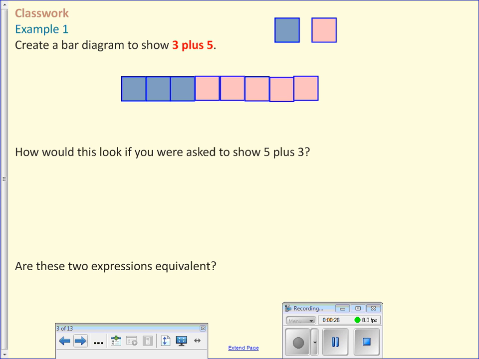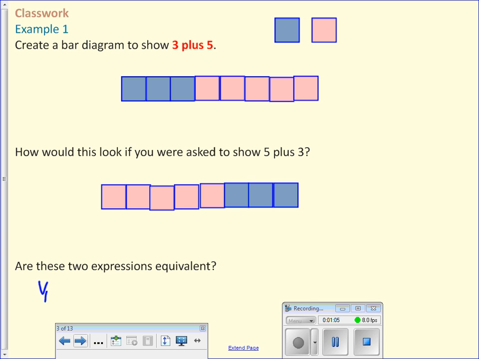So now we're going to draw another bar diagram to show 5 plus 3. So 1, 2, 3, 4, 5, and then 1, 2, 3. How do I know if those two expressions are equivalent? And we've sort of done this before. How do we know that 3 plus 5 is equivalent to 5 plus 3? Because both have the same sum. Right, they both have the same sum, and what is that sum?